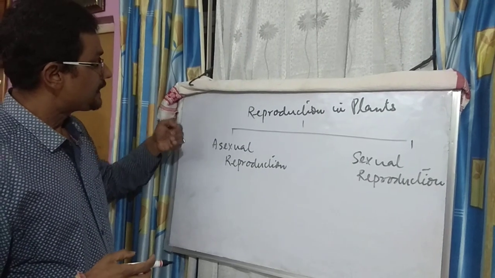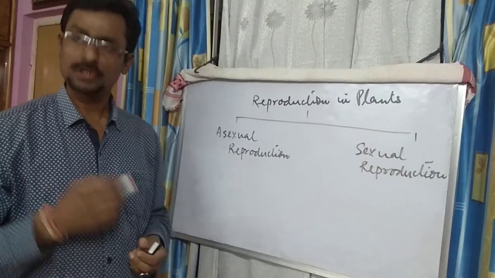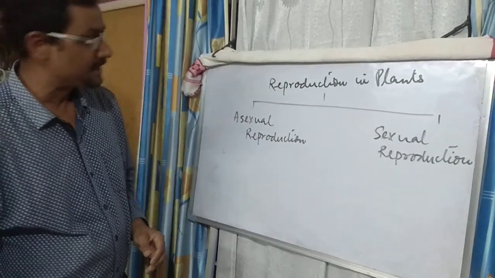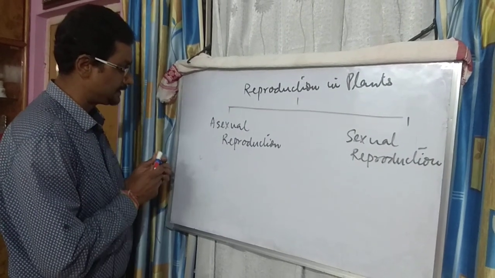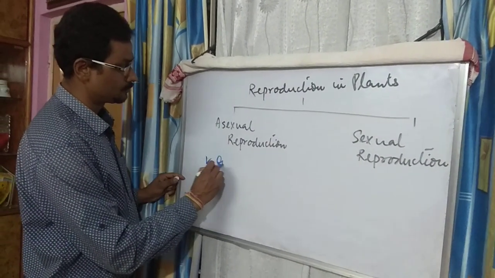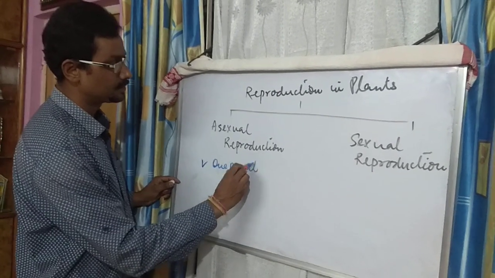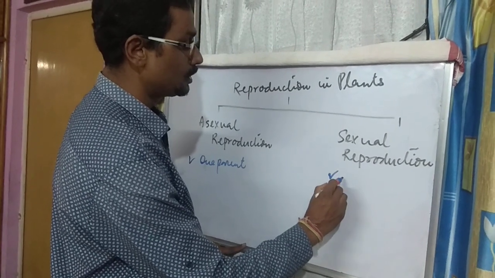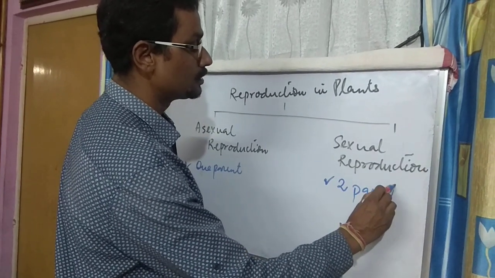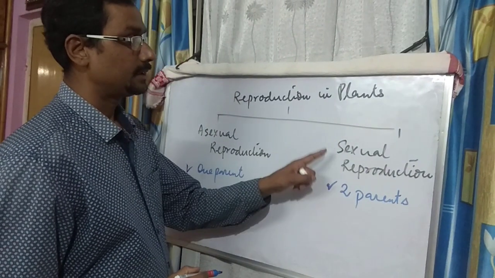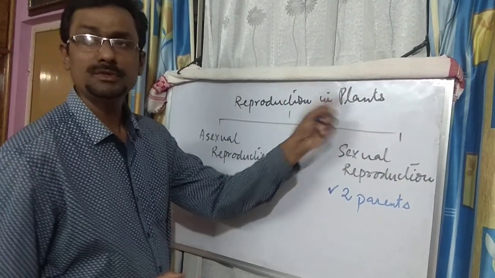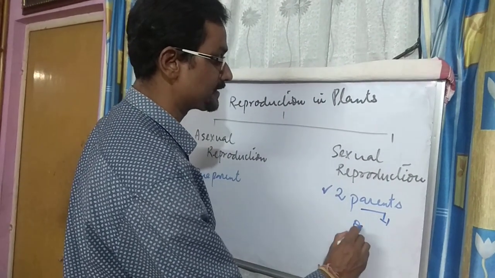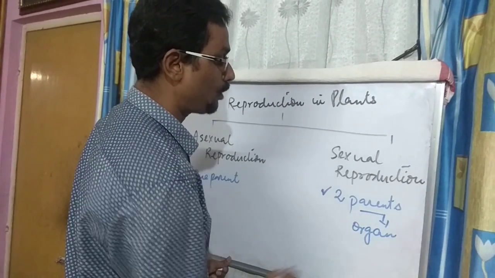So in case of asexual reproduction, when the reproduction takes place, what happens? One parent is sufficient. One parent is needed. Here in sexual reproduction we need two parents. Generally, the word parents we use in case of animals. So in case of plants, we will be using the word two organs, reproductive organs.